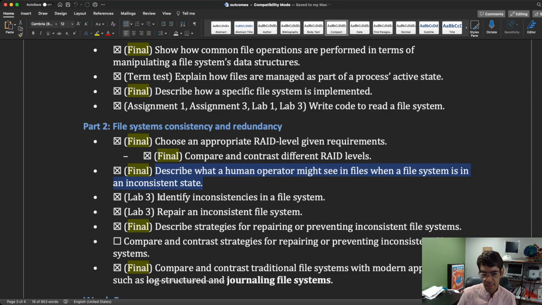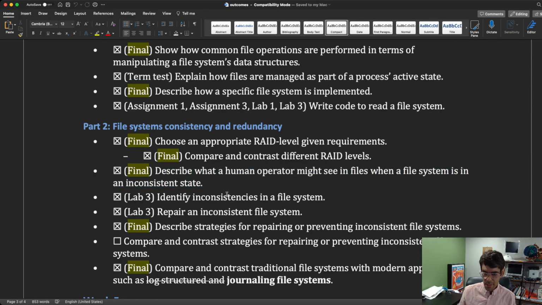Identify inconsistencies in a file system and repair inconsistent file systems. You weren't really repairing an inconsistent file system in Lab 3, but we kind of could have done that. We could have gone to the point of saying this value should be changed to this. Identifying inconsistencies, you definitely did that in Lab 3. That was going through the process of making sure that the MBR, the main boot sector, was consistent with the allocation bitmap.